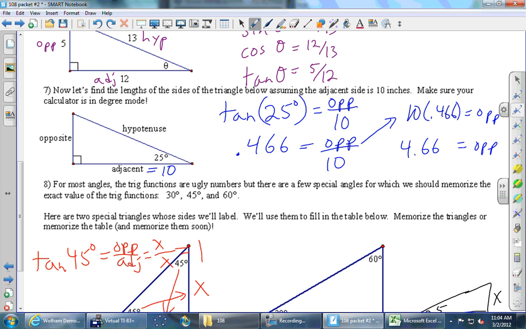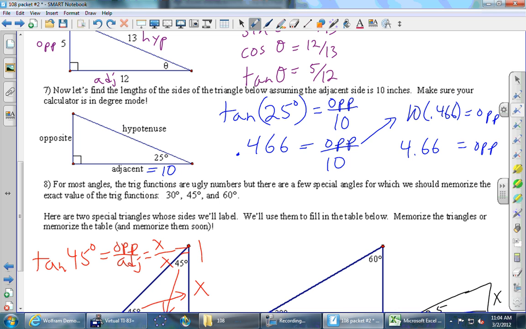Questions on that? Okay. So I said that was our first application of why we care about the tangent and sine and cosine. Is it okay? We were able to figure out what the opposite side is.